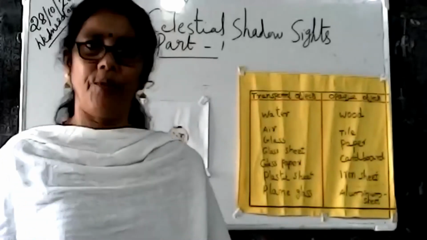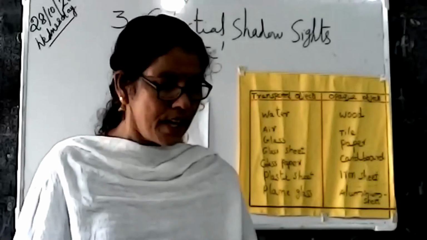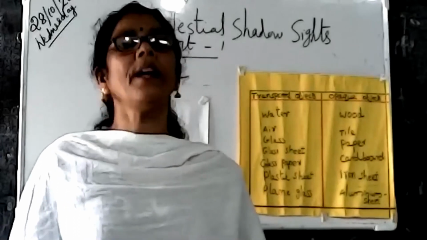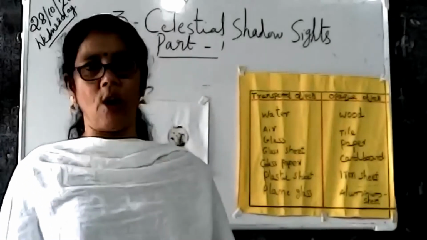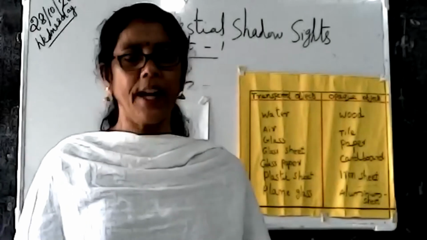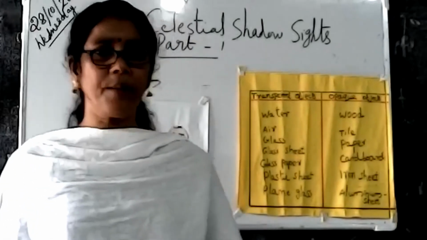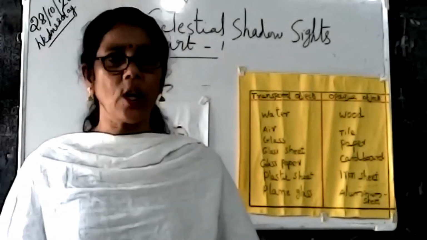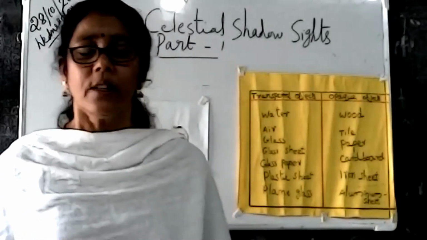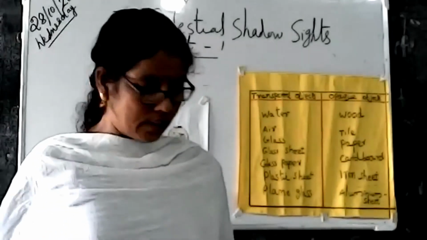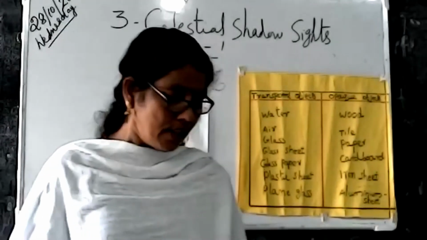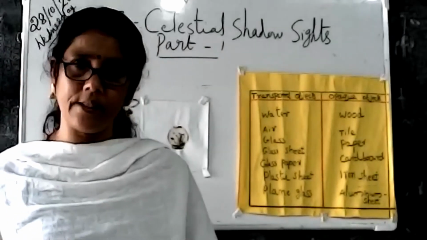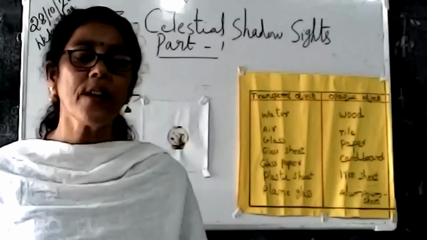Then we discussed shadow figures. Shadow figures, you have to try at home today itself. Then another one: what is meant by shadow puppetry? Shadow puppetry is a visual art made using shadows. Visual art making use of shadows.